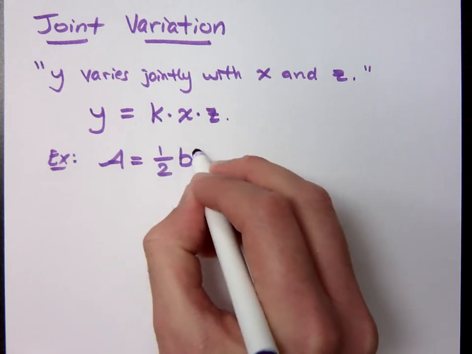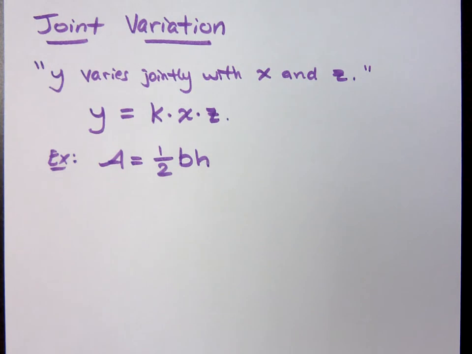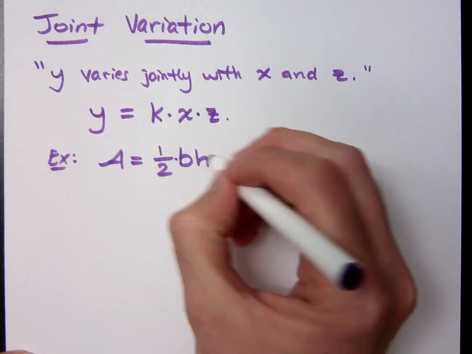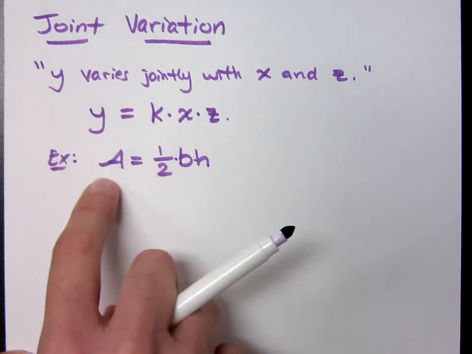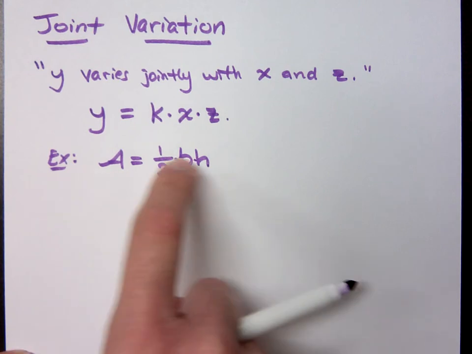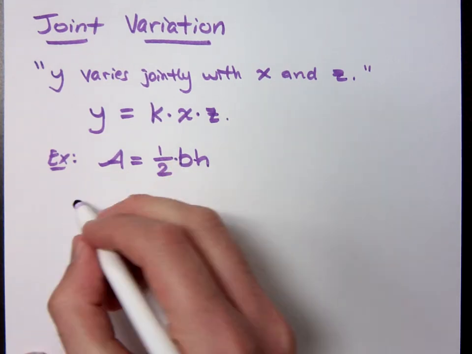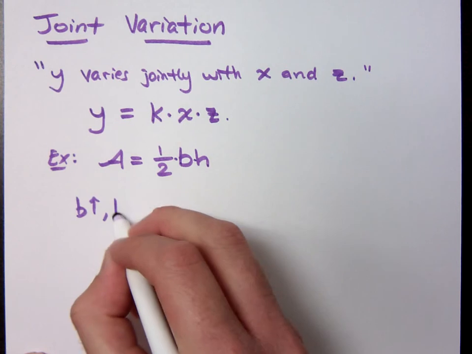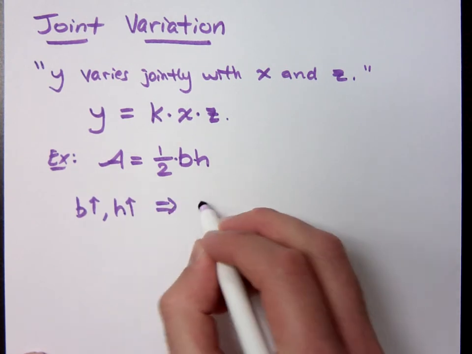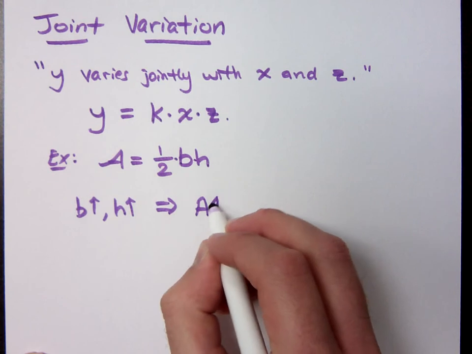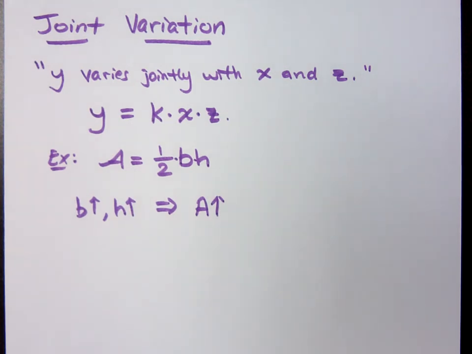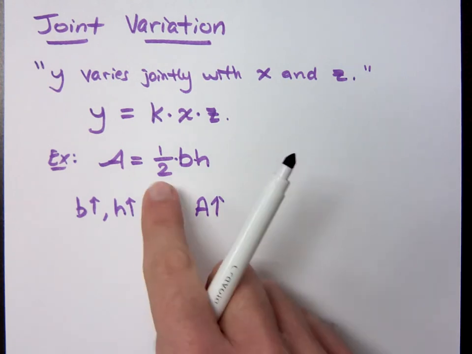The area of a triangle is 1/2 the base times the height. But look what's going on here. The area of a triangle varies jointly with the base and the height. That means if the base increases and the height increases, then what do you know about the area? It's going to increase as well. So the area is tied not to just one piece, but to two pieces. As they go, area goes. And what's the constant that connects these together? The 1/2.